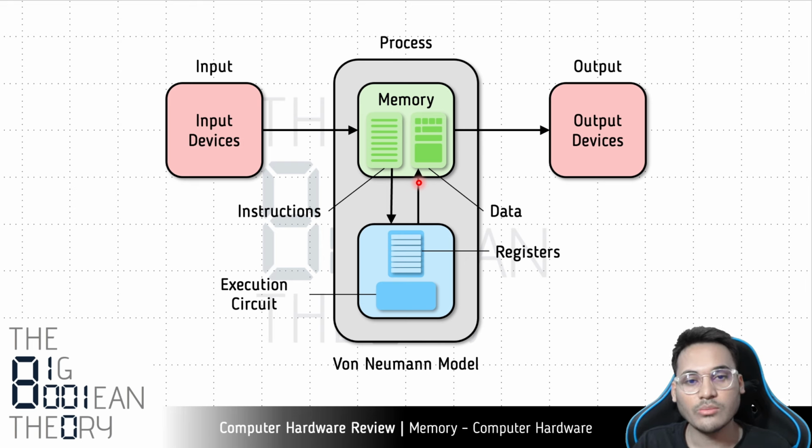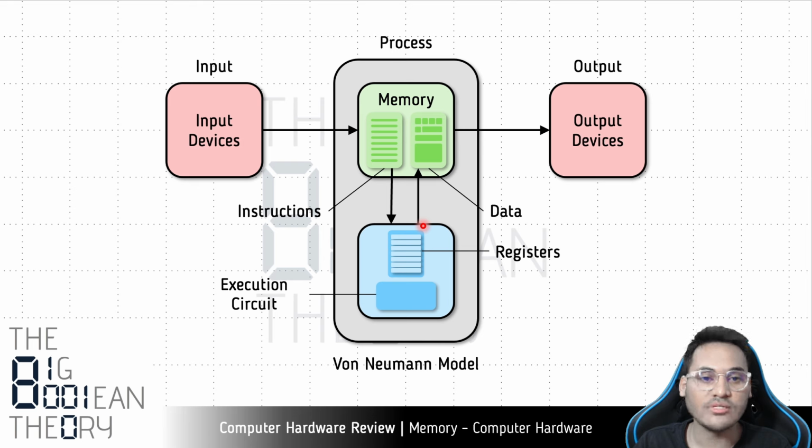And apart from the memory, we also have another type of storage, that is the registers. The registers are on the CPU. The only difference is that they are smaller in size, first of all, and the speed is much higher than the memory.